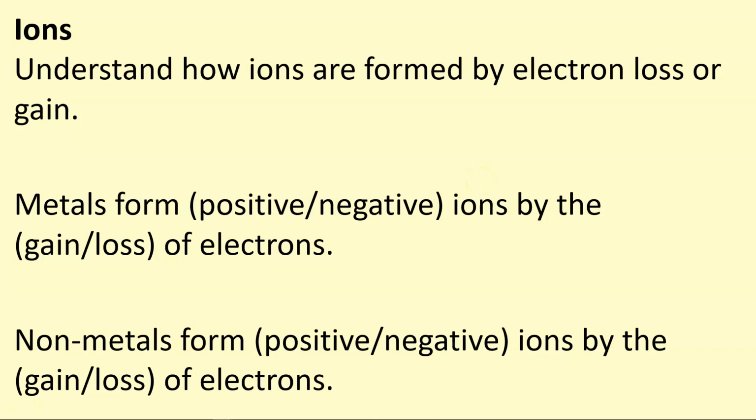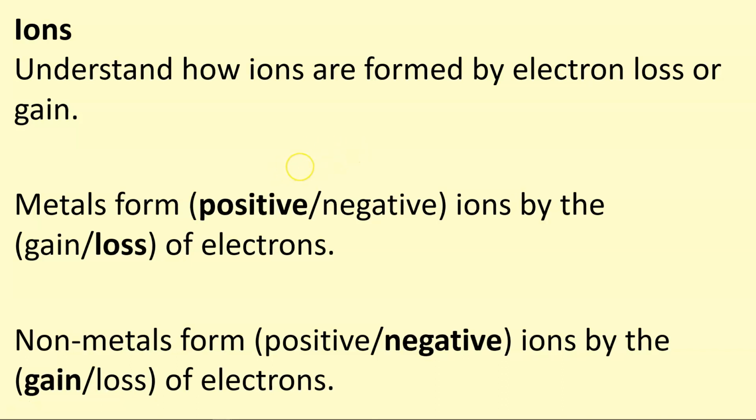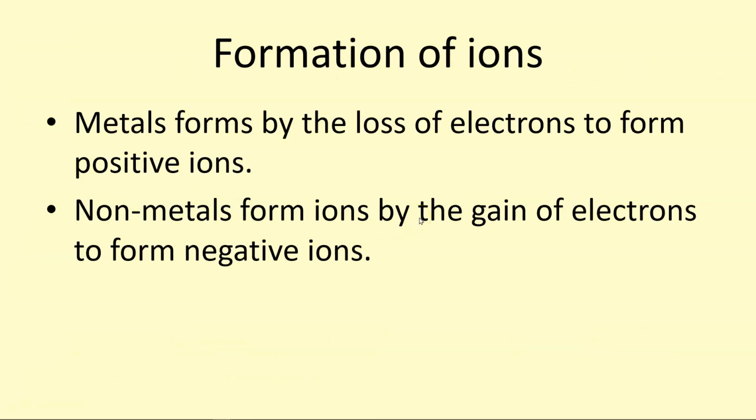Ions. You need to understand how ions are formed by either the gain or loss of electrons. Pause the video and see if you can answer how metals and non-metals form the ions which they do form. Metals form positive ions by the loss of electrons. Non-metals form negative ions by the gain of electrons. We're going to look at this in a little bit more detail.